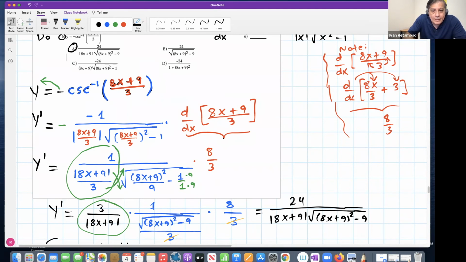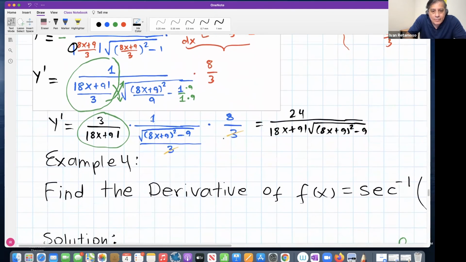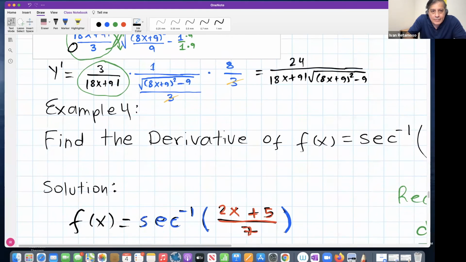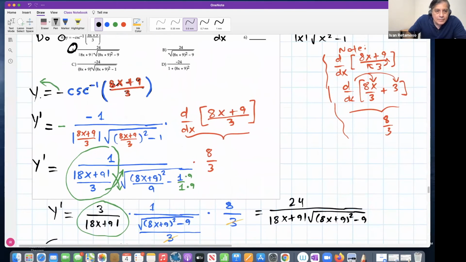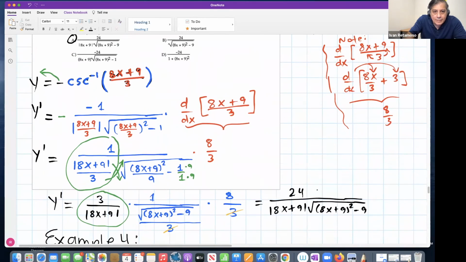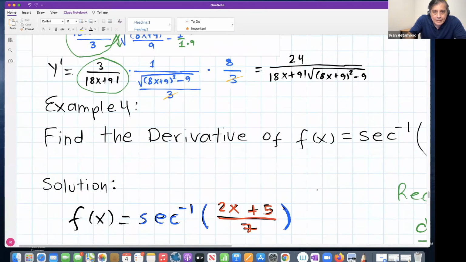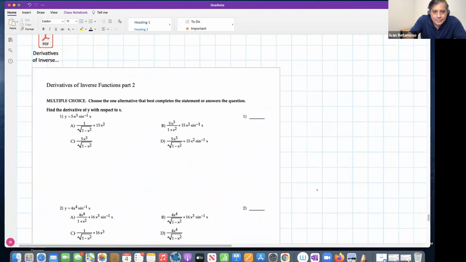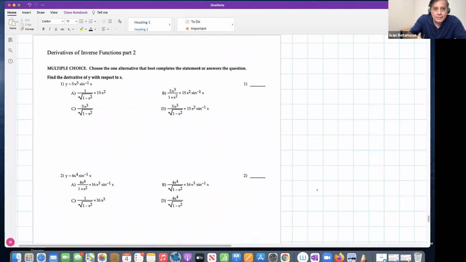Okay, so now let's go over other forms. Let's just make sure this stays there. And let's go over other forms. Okay, very good. There's another worksheet here. We're gonna try to do some of this, okay?